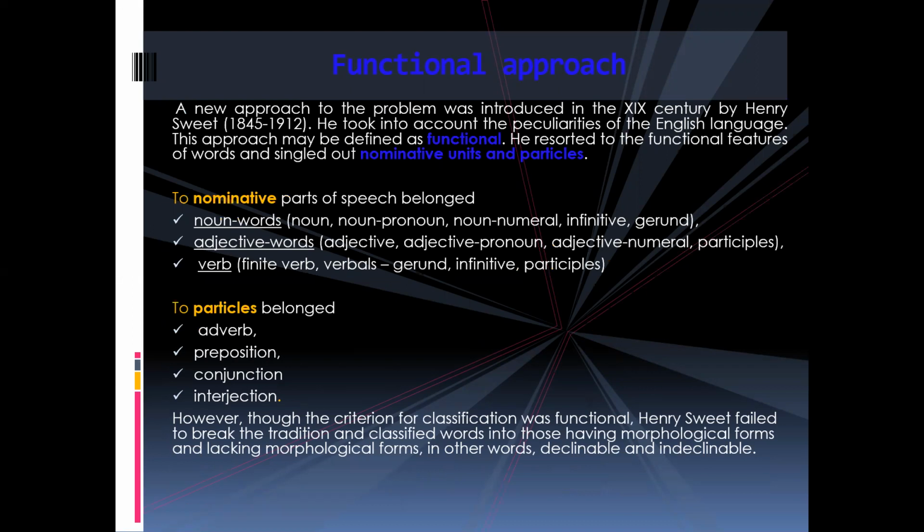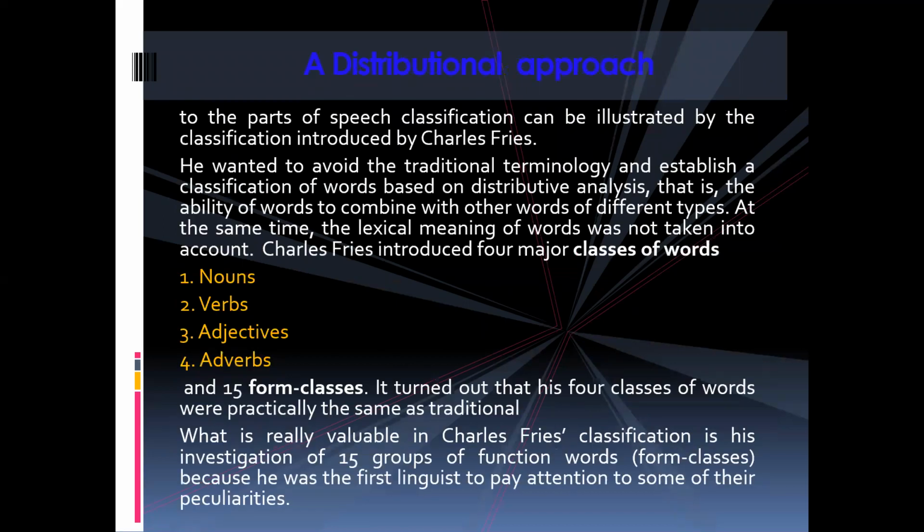This approach may be defined as functional. He resorted to the functional features of words and singled out nominative parts of speech and particles. The nominative parts of speech were noun words, adjective words, and verbs, while the particles were adverb, preposition, conjunction, and interjection. However, though the criterion for classification was functional, Henry Sweet failed to break with the traditional view and classified words into those having morphological forms and those lacking morphological forms, in other words, declinable and indeclinable.